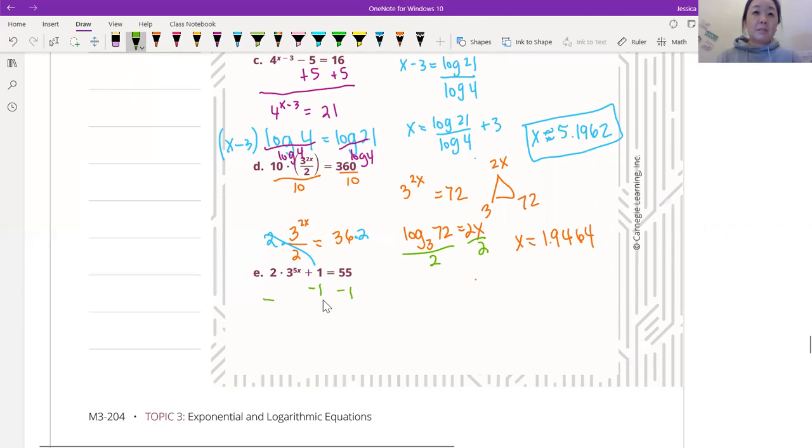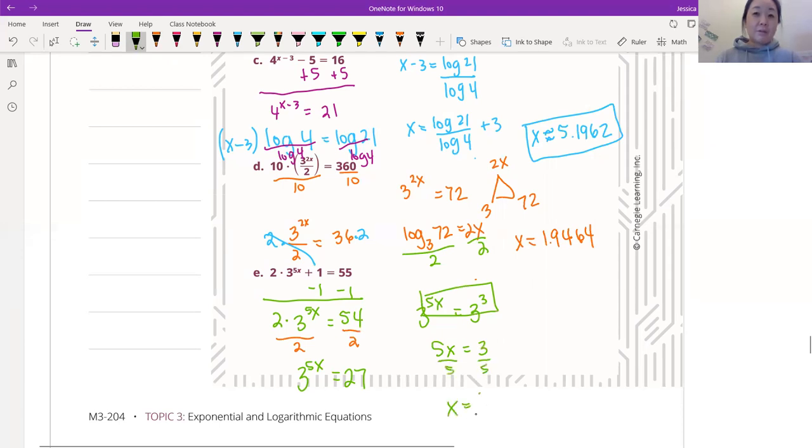Subtract the 1. We got 2 times 3 to the 5x power is equal to 54. Now we're not done yet, because we have to divide out the 2. So we get 3 to the 5x is equal to 27. Ooh, I know 27. That one I can do. So remember, 27 is just 3 to the 3rd power, right? Which means these two exponents have to be the same. So 5x is equal to 3. So if you divide that by 5, x is equal to 3/5 or 0.6, either way.